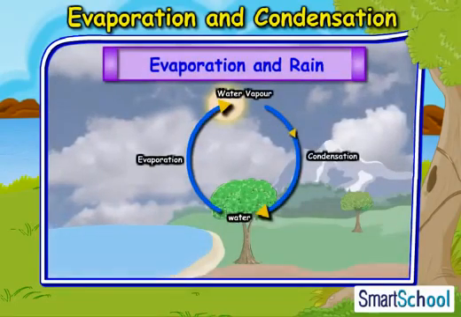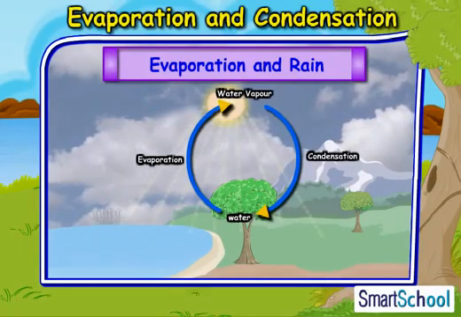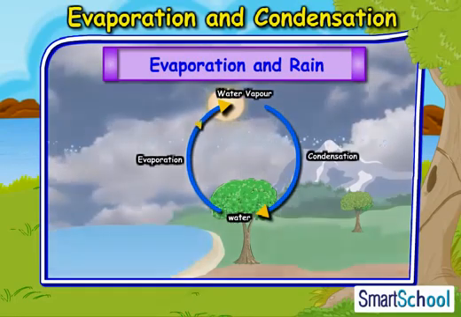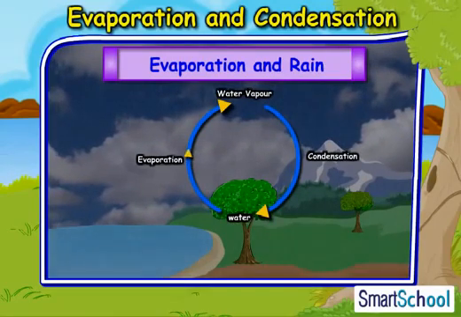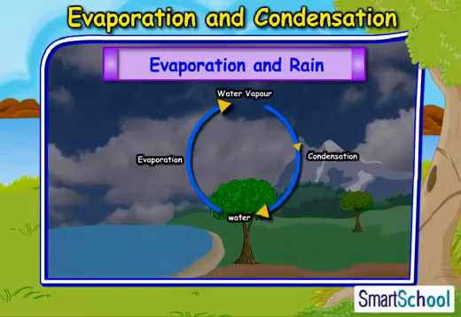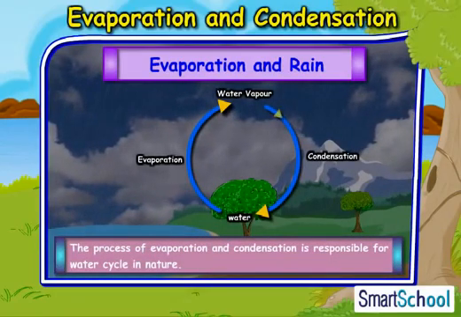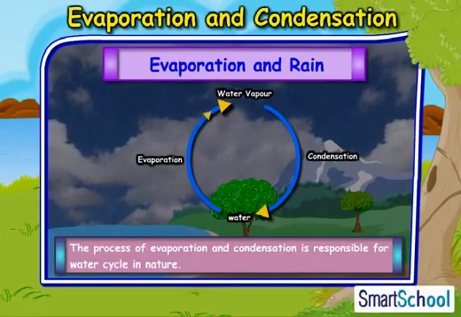Thus, the water completes a full cycle, from first being in the liquid form, then converting into gaseous form, and then finally converting back to the water form in the form of rain. So we can conclude that the process of evaporation and condensation is responsible for the water cycle in nature.